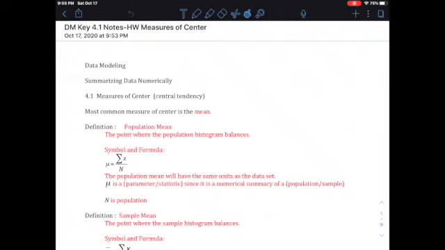Hi everyone. Today we are going to talk about measures of center, and the most common measure of center is the mean, M-E-A-N, and there's a couple of definitions. We're going to talk about both.